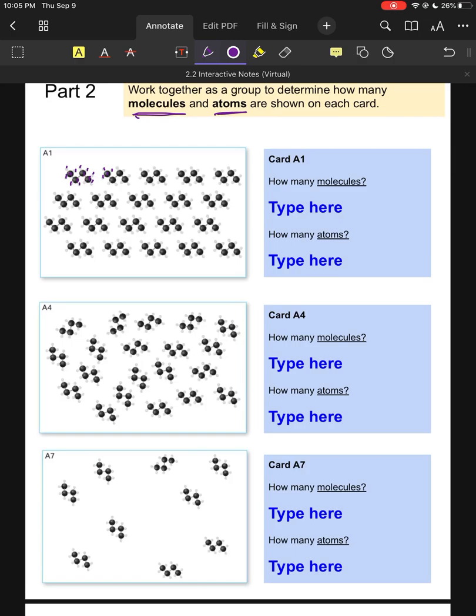Or hopefully what you realize is that's very tedious. There's actually a little bit quicker way that I could do this. Remember, we said this whole thing is a molecule. So hopefully you counted how many molecules you have. So let's look at this one. We'll look at this bottom one, A7, as an example. Okay, so here's my molecule.